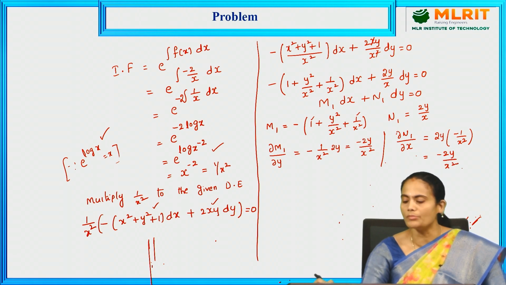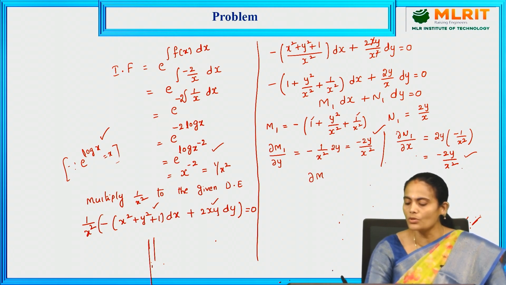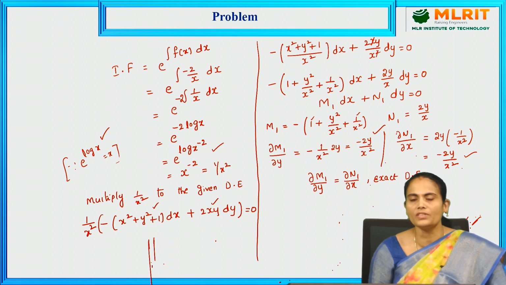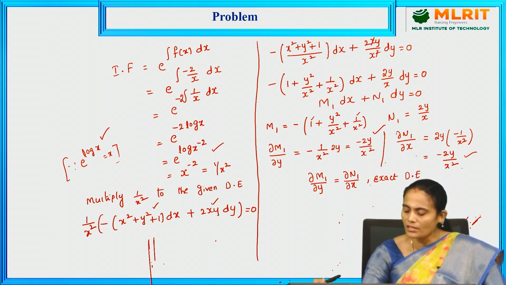Now observe those two partial derivatives here. These two partial derivatives are equal. So dou m1 by dou y is equal to dou n1 by dou x. So this is now an exact differential equation. Now this differential equation is an exact differential equation.